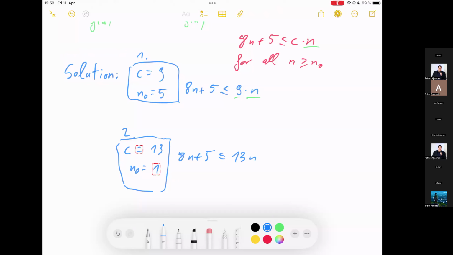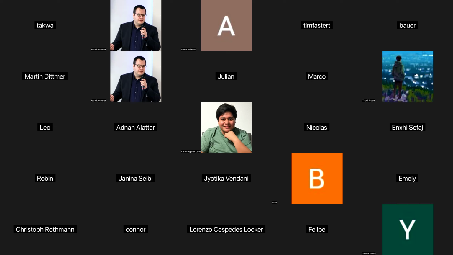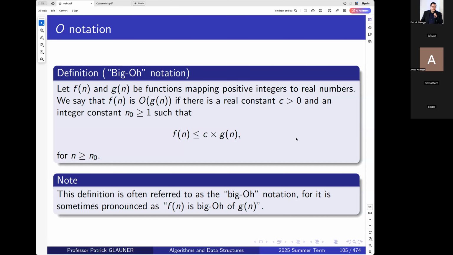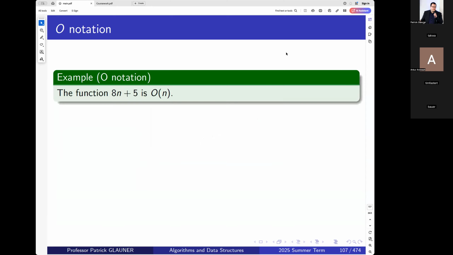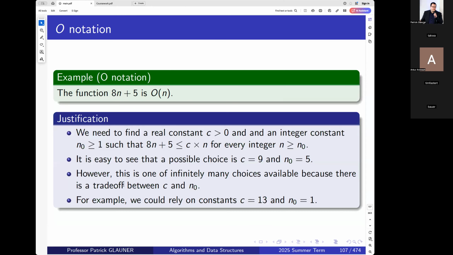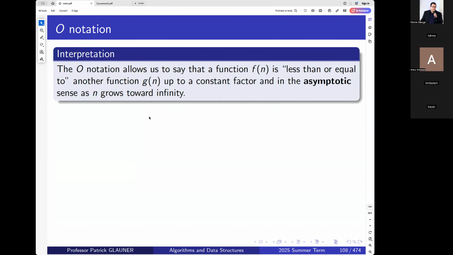What we want is, and I'll just switch to the slides for that. So what I wrote here is just a written out definition of the big O notation. It's exactly what I had shown you before, just written out: it's mapping positive integers to real numbers and so forth. And this is the plot we had looked at, and also possible solutions for the terms we had just looked at. So why is this O notation important?